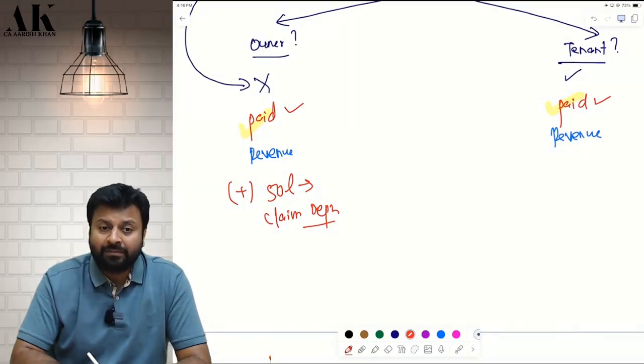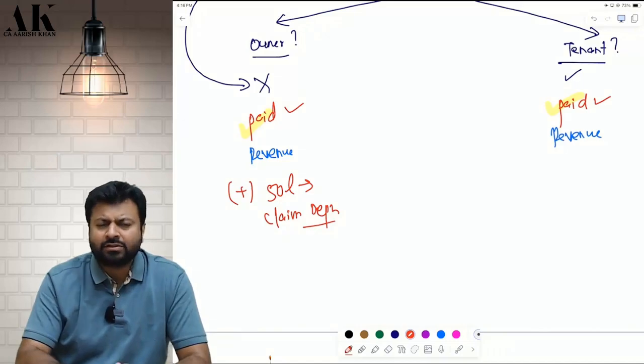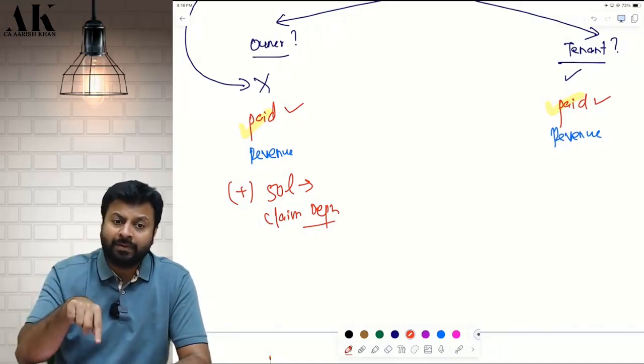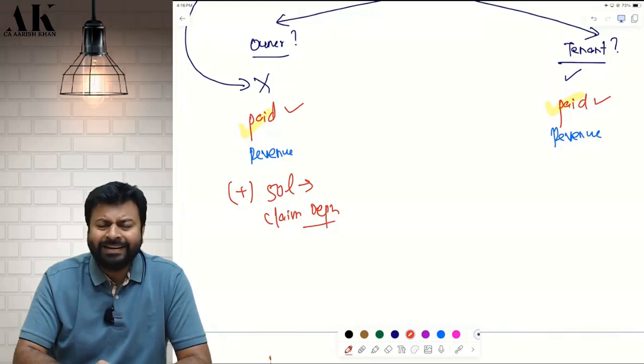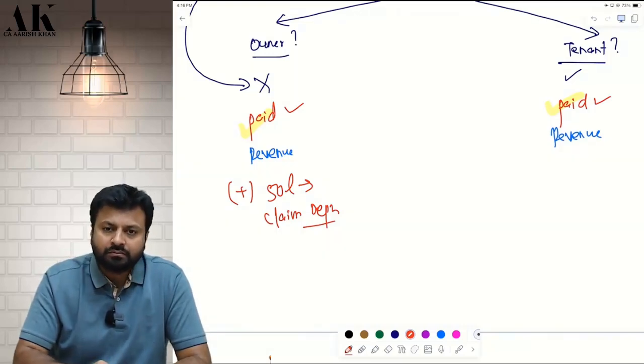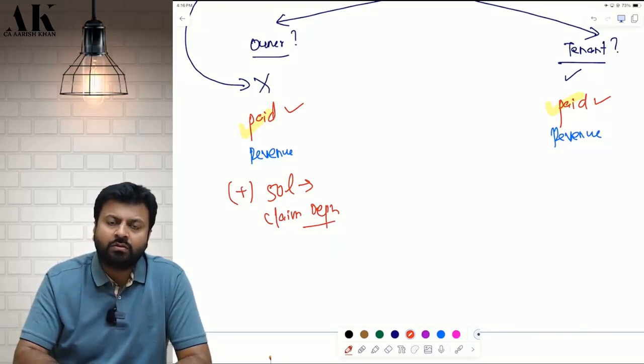But what about capital repair? Will I get the deduction of capital repair? The first question is, why will a tenant do a capital repair on somebody else's property? Did you understand the question or not? If I have taken a premise on rent, why will I incur an expense of capital nature on that building? But in case you still do, then what is the treatment under the income tax law?